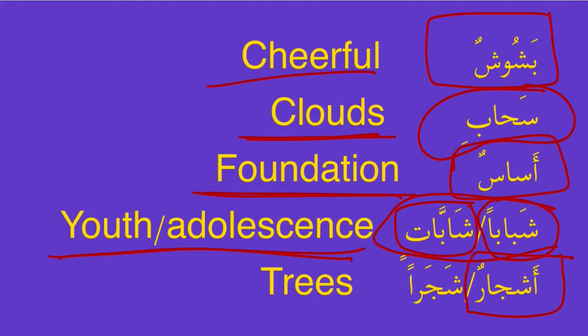What about this word here with a tanween dhamma at the end? You can turn it into a tanween kasra or fatha. Challenge yourself. Ashjarun, ashjarin, ashjaran. It is ashjarun here in this format. Or you could write it as shajaran or shajarun or shajarin. It means trees.